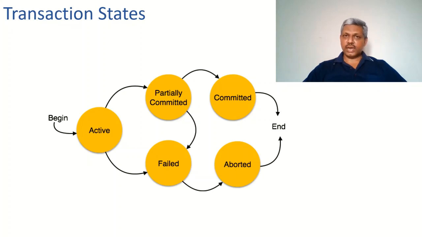Similarly, if the transaction is in the failed stage, then we have to abort the transaction. That means we have to treat the transaction as if it has not entered at all. That means we have to throw out the transaction from the database, and it has to restart once again from the active state, the beginning stage itself. That is what is called the abort stage. And once the transaction is aborted, it is treated as ended and it has to restart again.